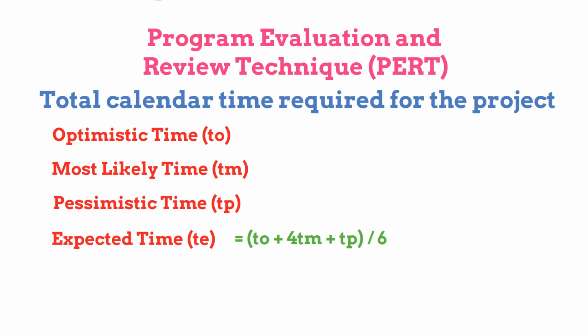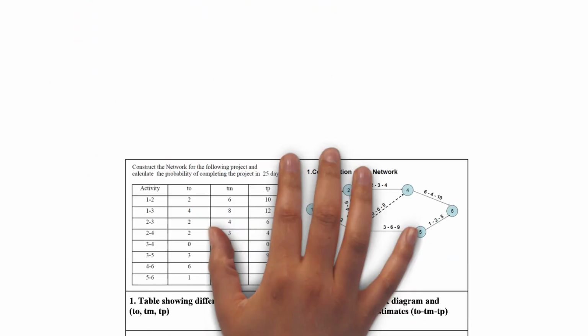It is determined by adding the estimated times for the activities in each sequence. This way the critical path is identified. Let us understand it with an example.